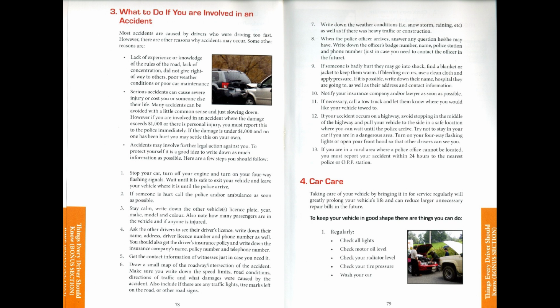Draw a small map of the roadway or intersection of the accident. Make sure you write down the speed limits, road conditions, directions of traffic, and what damages were caused by the accident. Also include if there are any traffic lights, tire marks left on the road, or other road signs. Write down the weather conditions, such as snowstorm or raining, as well as if there was heavy traffic or construction.